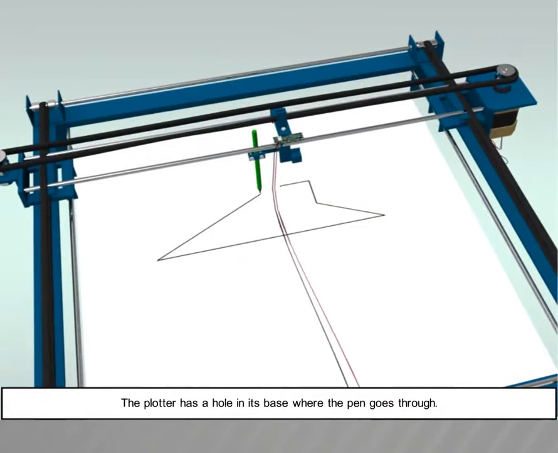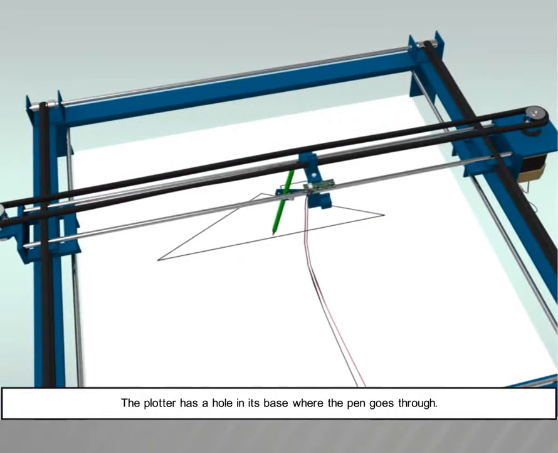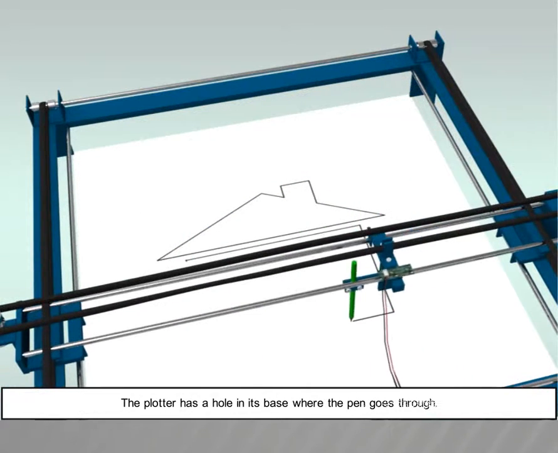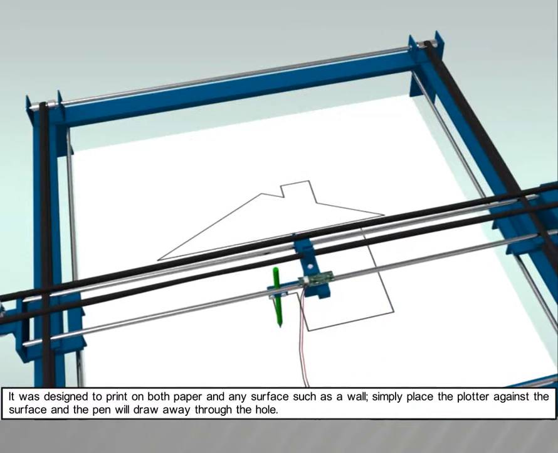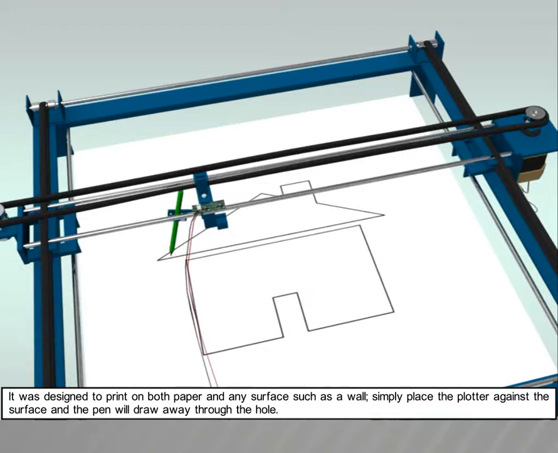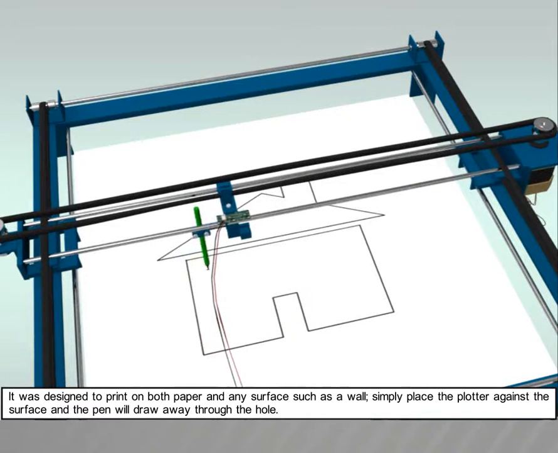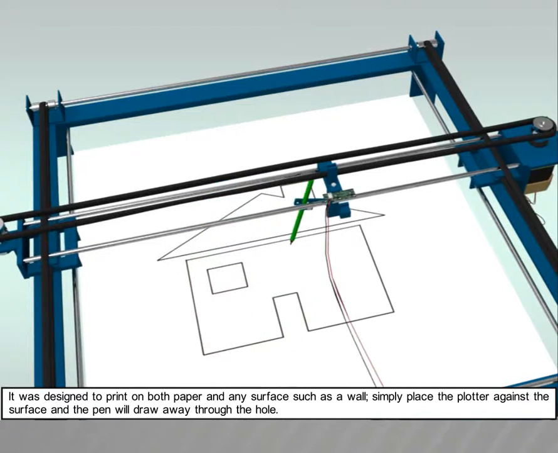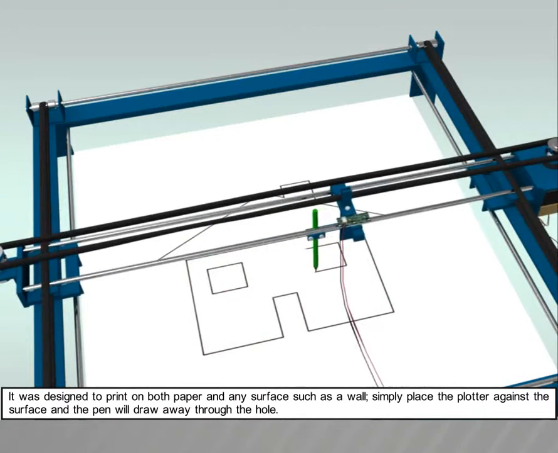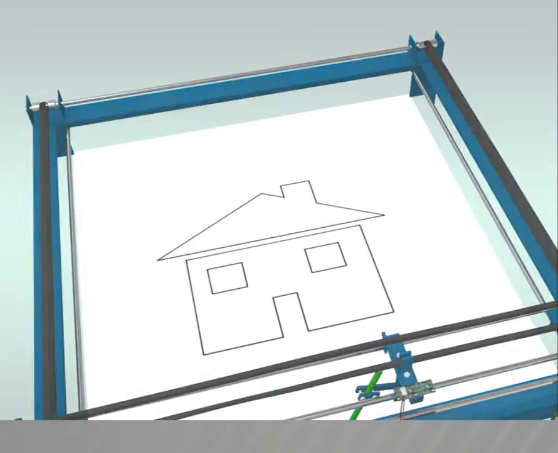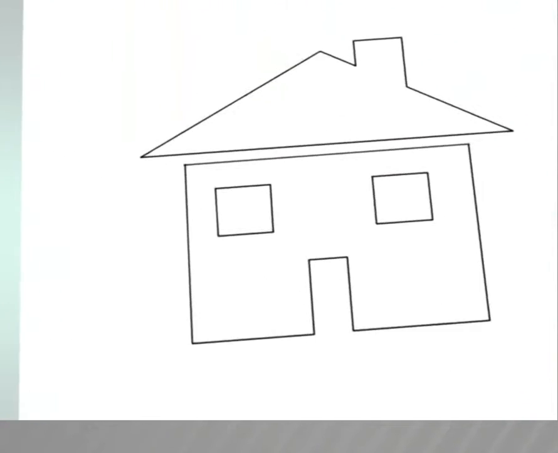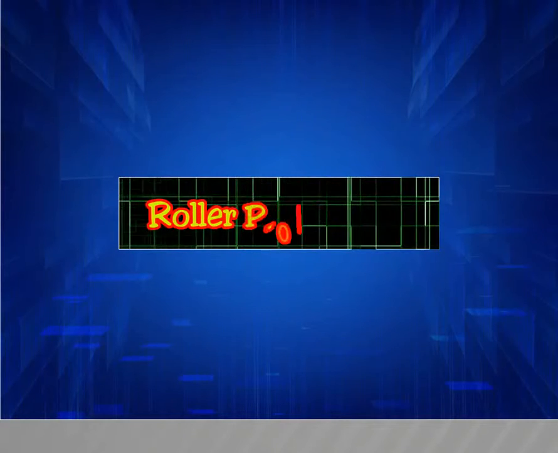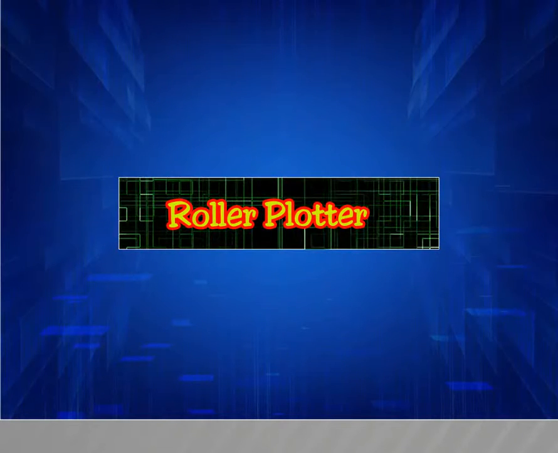The plotter has a hole in its base where the pen goes through. It was designed to print on both paper and any surface such as a wall. Simply place the plotter against the surface and the pen will draw away through the hole. Roller plotter.